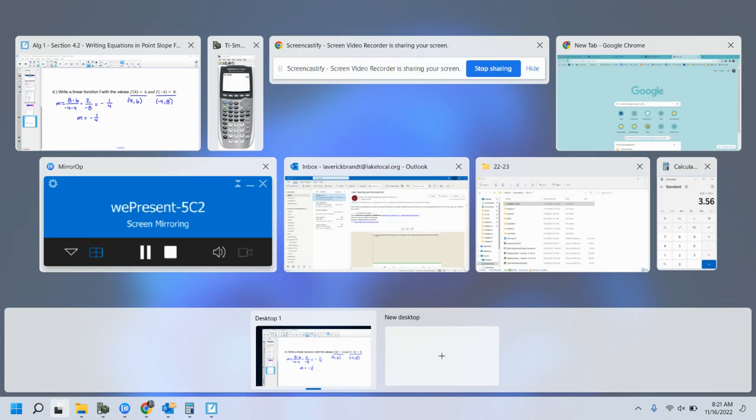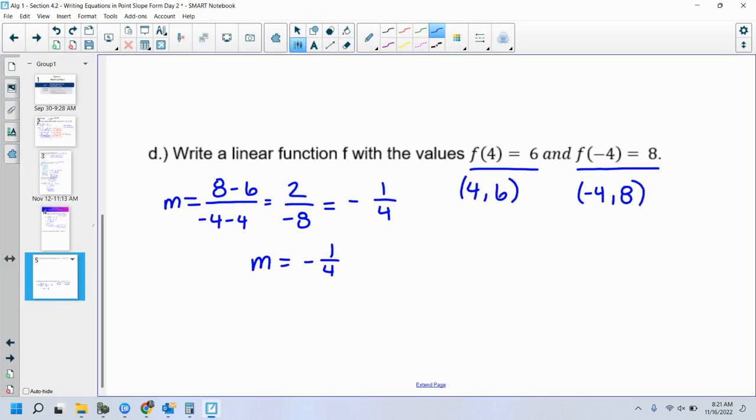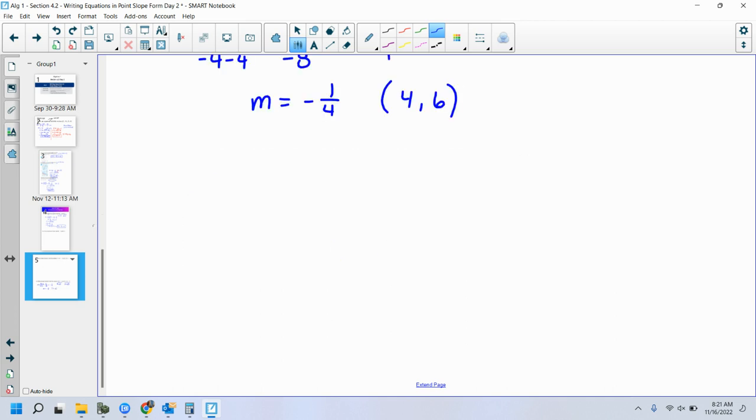Alex, which point would you like to pick? 4, 6. Same positive. Okay, so y minus 6 is equal to negative 1/4 times x minus 4. And again, the book always picks nice points. What do I mean by that? Usually when you distribute in a 1/4 of 4, it's going to come out non-decimal. I don't want to say always, just usually when the book picks nice points like that.